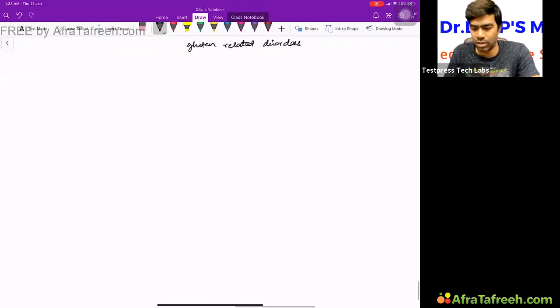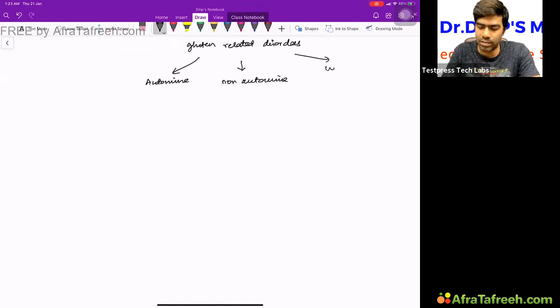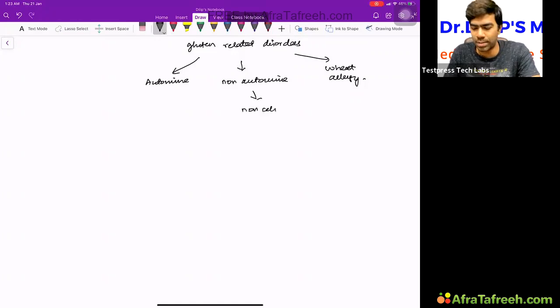So remember, first of all, you can divide them into autoimmune gluten-related disorders, and second, non-autoimmune gluten-related disorders, and third we have something called simple wheat allergy. The non-autoimmune gluten-related disorders and wheat allergy are basically not celiac disease. Typically this non-autoimmune gluten-related problem we call non-celiac gluten hypersensitivity, which means they can present with the same symptoms and signs of celiac disease, but they will not have any evidence of autoimmunity. I'll come back to that in some time.